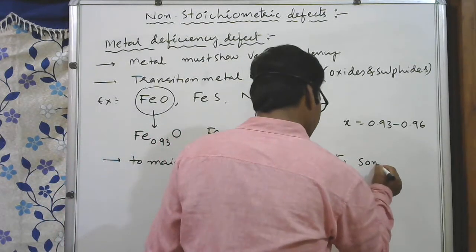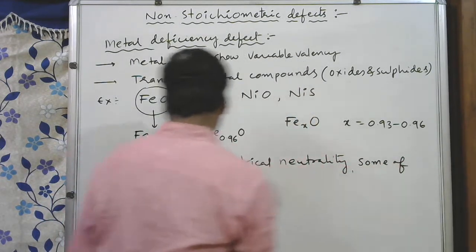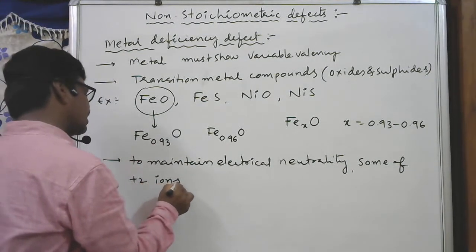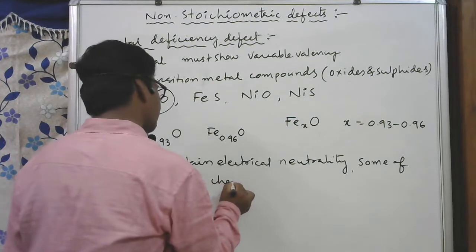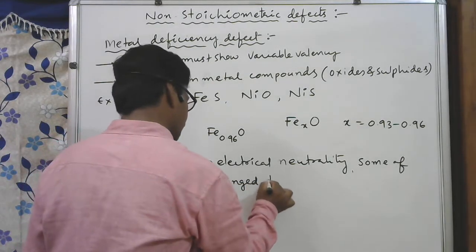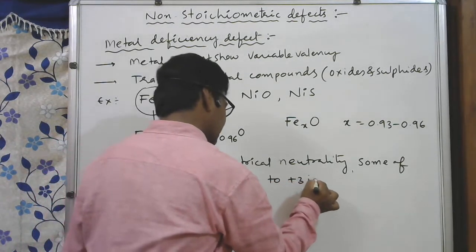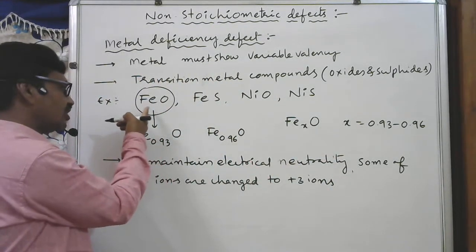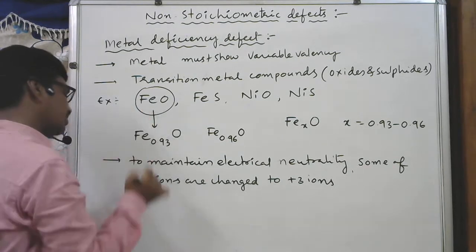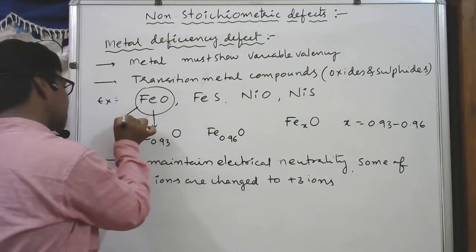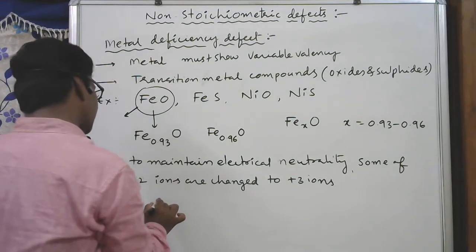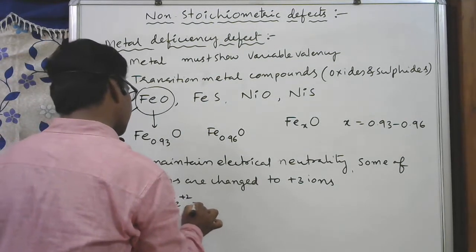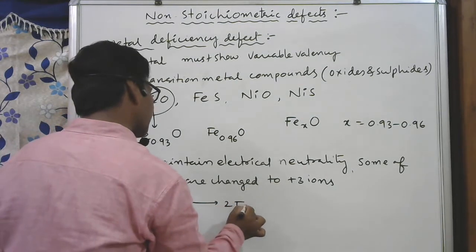some of the plus 2 ions are changed to plus 3 ions. So here, to maintain electrical neutrality, if you take iron oxide as an example, see here, 3 Fe plus 2 ions are changed to 2 Fe plus 3 ions.